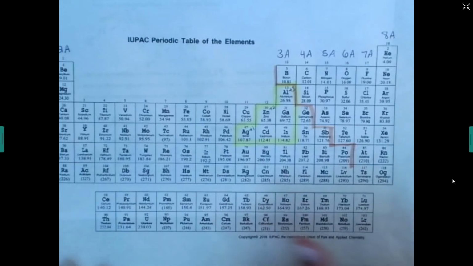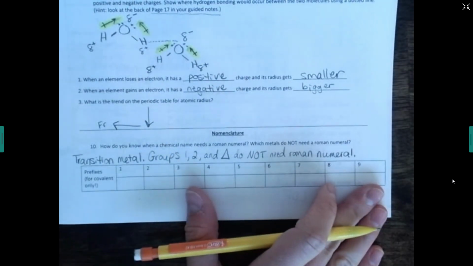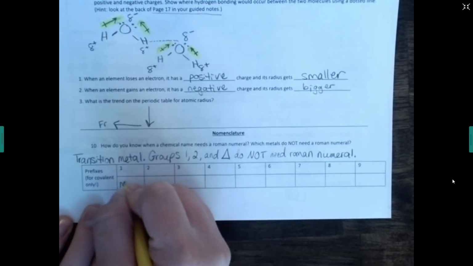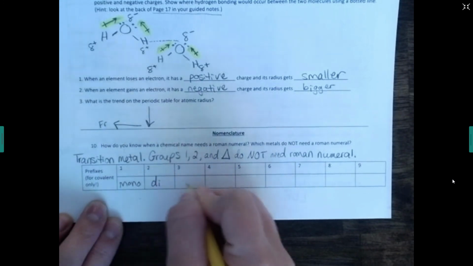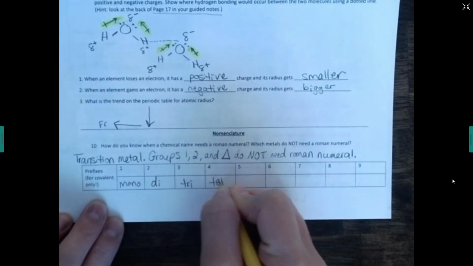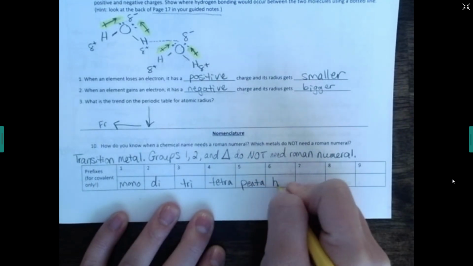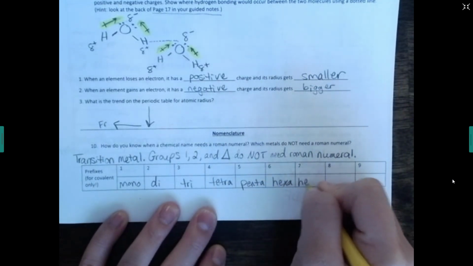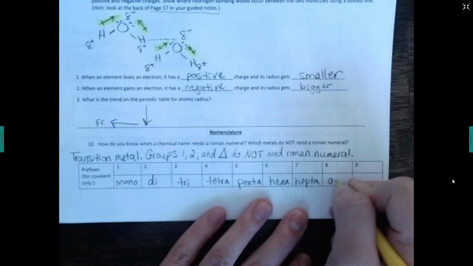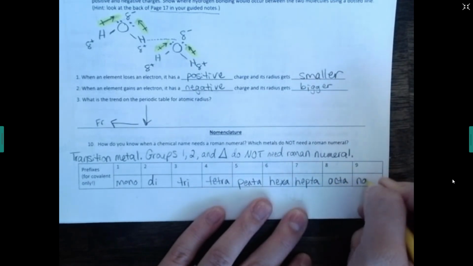Okay, what are these prefixes? This is mono, di, tri, tetra, penta, hexa, hepta, oct, and nona. Okay? Flip. All right, I'm going to show you my answers to this.